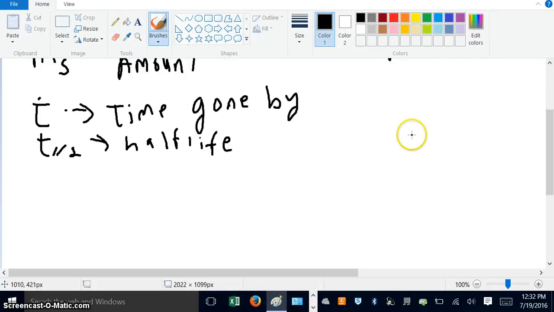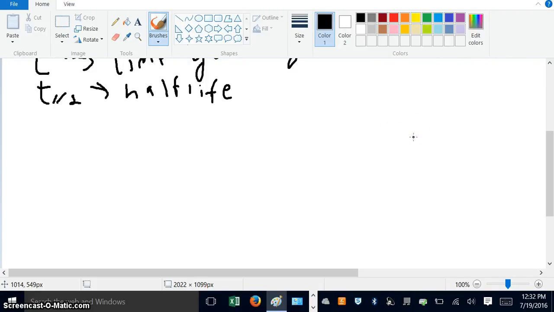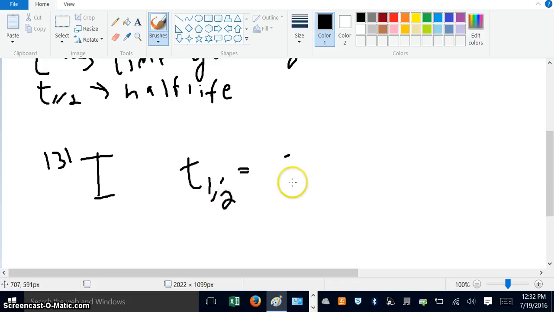Alright, so let's go over this. Let's say I have iodine 131. Radioactive half-life, so T 1/2, has been measured many times, and it's 8 days.